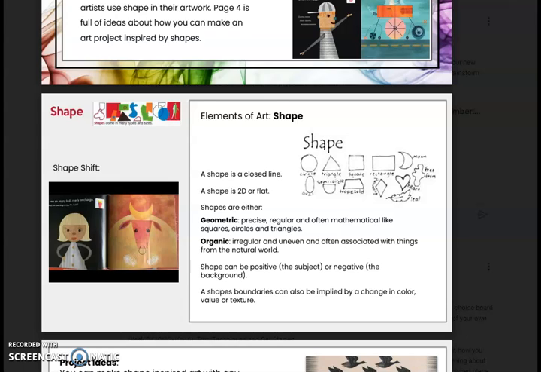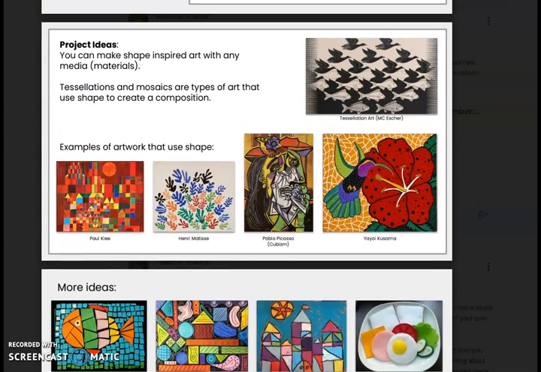So as you're thinking about what you could make this month for the SHAPE project, there are lots of different ideas or directions that you could possibly go. Now please remember you can make SHAPE inspired art with any media or any materials you have there at home. Tessellations and mosaics are both types of art that use shape to create a composition. So here we have some artwork made by famous artists that all focus on shape.